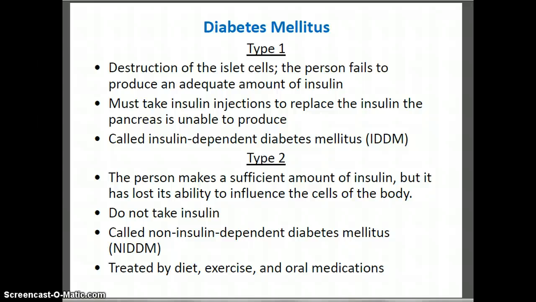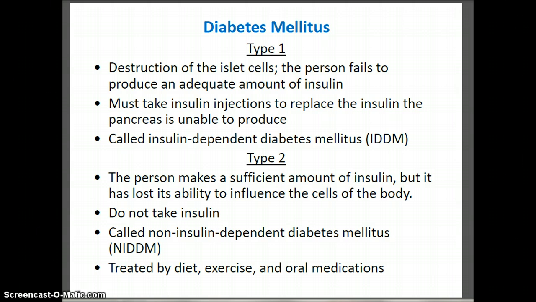In type 2 diabetes, a person does make a sufficient amount of insulin, but it has lost its ability to influence the cells of the body. And it can be treated by diet, exercise, and oral medications. Although for many people with type 2 diabetes, when oral medications do not work or when they have not been able to lose weight, and oral medications, as I said, are no longer effective, they may have to take insulin. So although it is called non-insulin dependent diabetes mellitus, there are people with type 2 diabetes who do need to inject themselves with insulin.